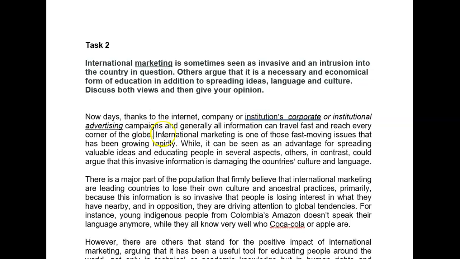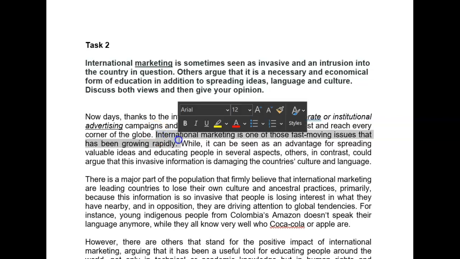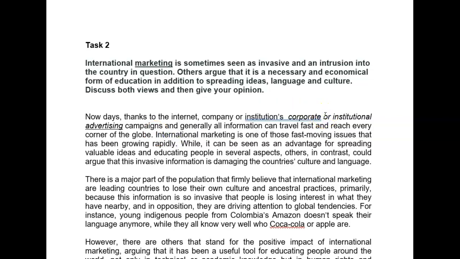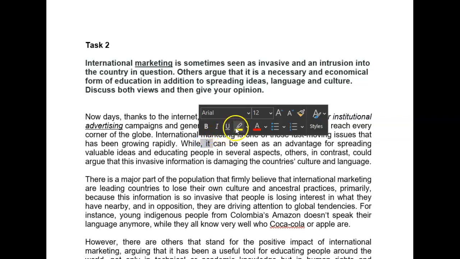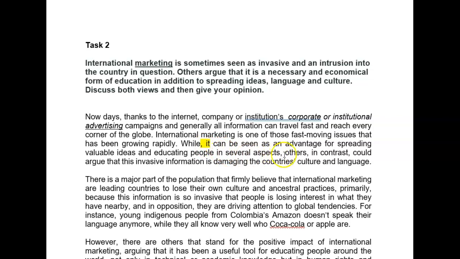Nice. International marketing is one of those fast-moving issues that has grown rapidly. You don't necessarily need to say that because you've just made that point here. So I don't think you necessarily need that sentence. And then, but you could carry on from here. While this trend, you don't need a comma. While this trend could be seen as an advantage for spreading valuable ideas and educating people in several aspects, others, in contrast, could argue. I wouldn't necessarily put that in several aspects.